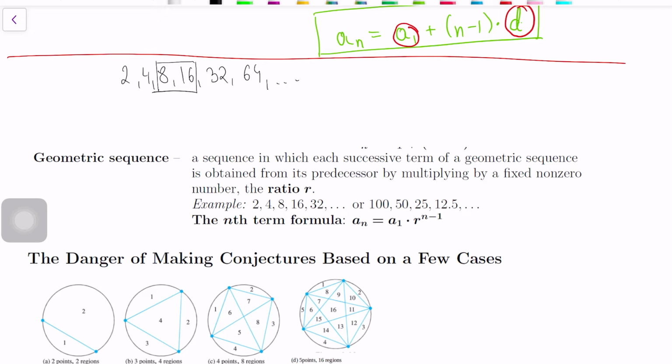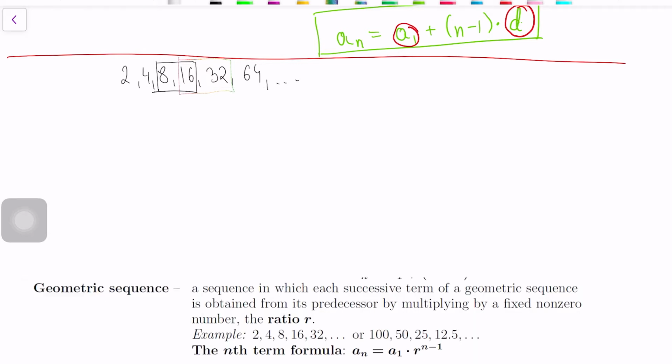So 16 divided by 8, that's 2. So is 32 divided by 16. So is 64 divided by 32. So the ratio between any two neighboring terms is the same, right? In this case 2. Or you think of it that by multiplying by 2 you move along the terms. That's your geometric series.